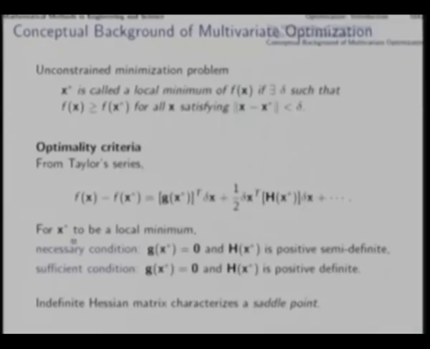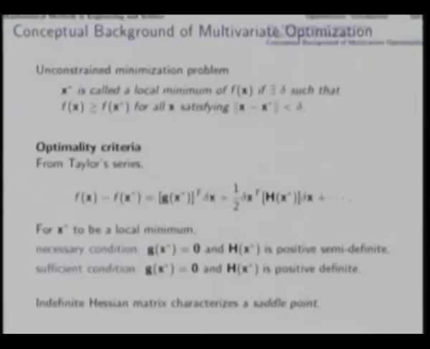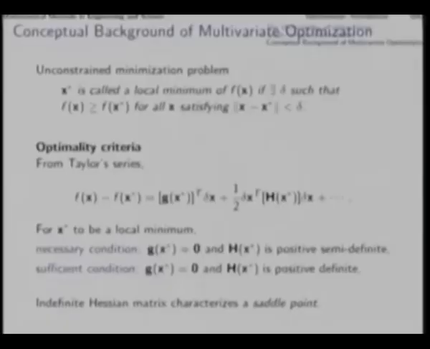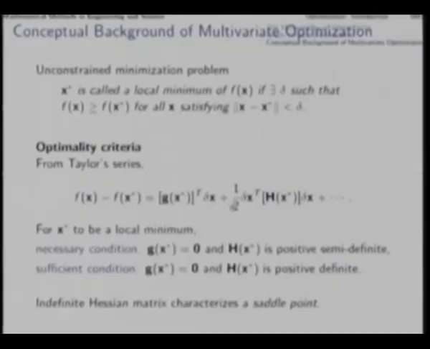Now, for x star to be a local minimum, you argue in the same manner that as long as this gradient is non-zero, there will be some directions delta x along which the function will increase, and some directions along which the function will decrease. A direction along which the function increases will ensure that in the opposite direction the function will decrease. So, the current point cannot be a minimum or a maximum. So, for any extrema, the first order term must vanish, which means the complete gradient vector must vanish, all the partial derivatives should vanish.